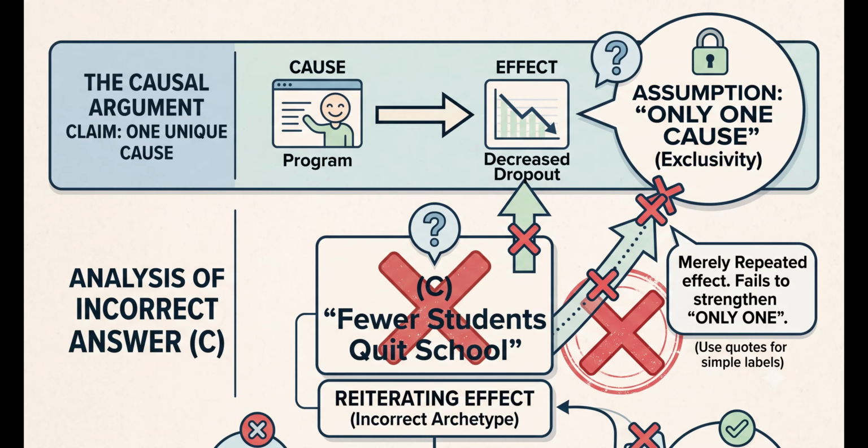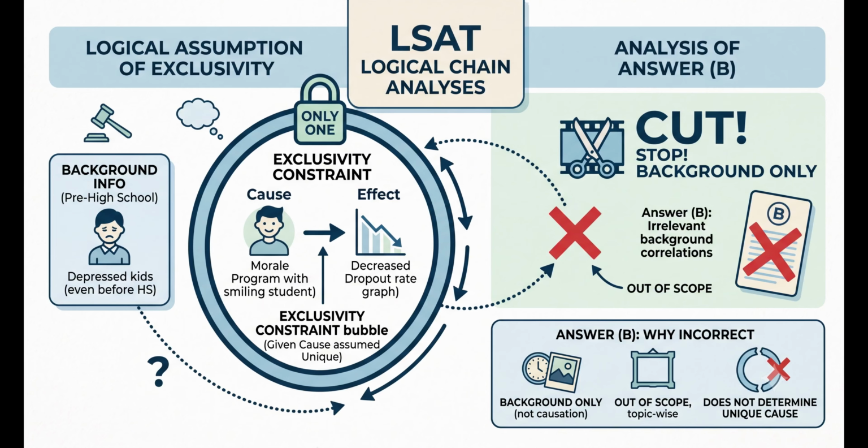Okay, let's move on to B now. B. The morale of students who dropped out of high school had been low even before... cut. We can cut here because B is essentially background information that does not help to determine if the morale-boosting program truly was the only factor behind the decrease in dropout rate. That kids who quit high school were depressed even before starting their freshman year cannot help, topic-wise, determine if there really is only one factor to consider. So the scope is off.